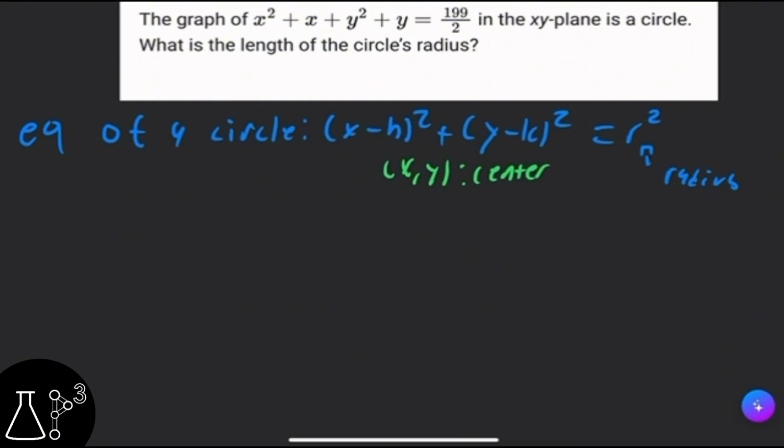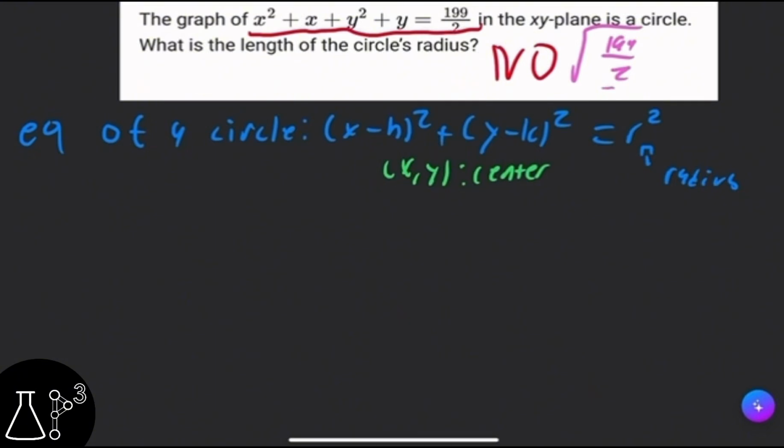Now the question shows the following. The graph of x squared plus x plus y squared plus y equals 199 divided by 2 in the xy plane is a circle. What is the length of the circle's radius? Now you might be asking, can't we just do 199 divided by 2 and take the square root, because it's the radius squared? No, because this whole equation is not written in the equation of a circle.